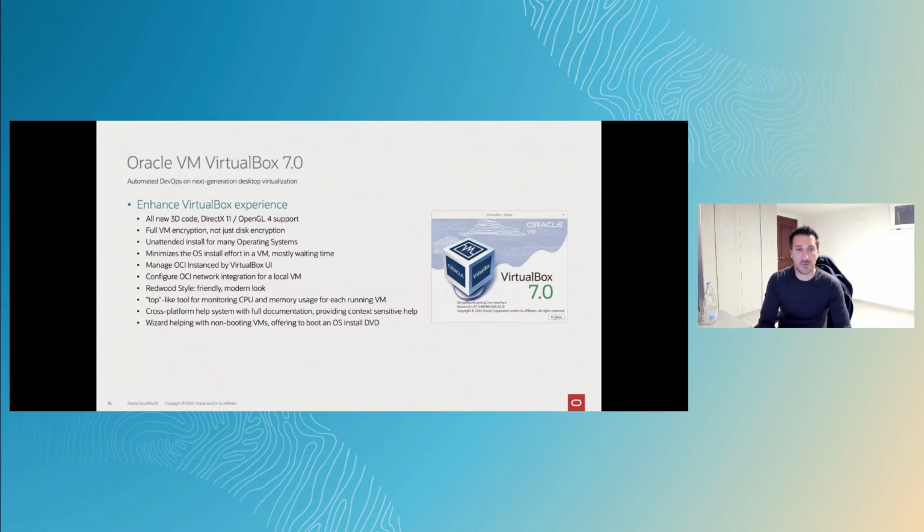We have full VM encryption. We improved a lot the integration with OCI. So with VirtualBox 7, you also have the opportunity to manage the OCI instances from the VirtualBox user interface. And over there, we also introduced many other minor enhancements, like, for example, a top-like tool for monitoring CPU and memory usage for each running VM. So you really have a chart that allows you to easily identify which VM is consuming so many resources on your system.